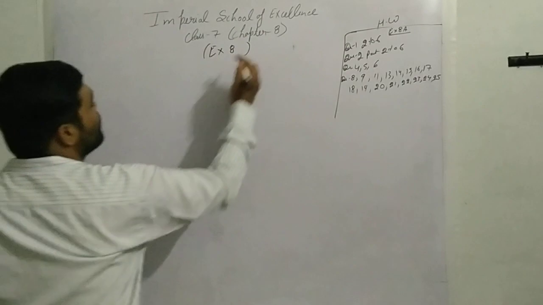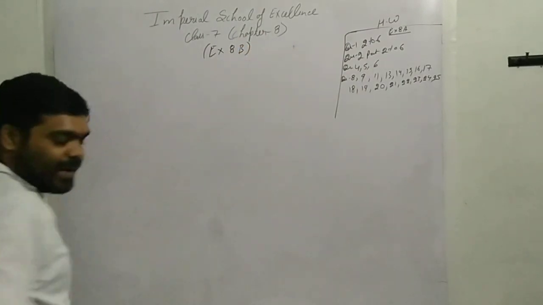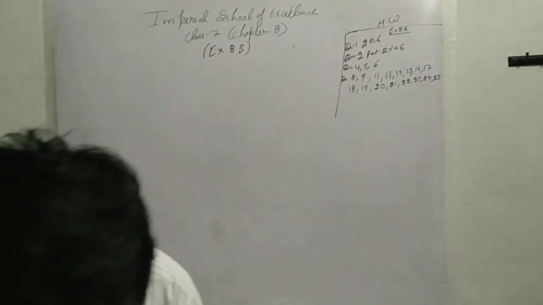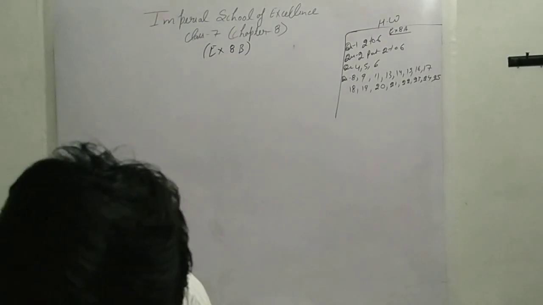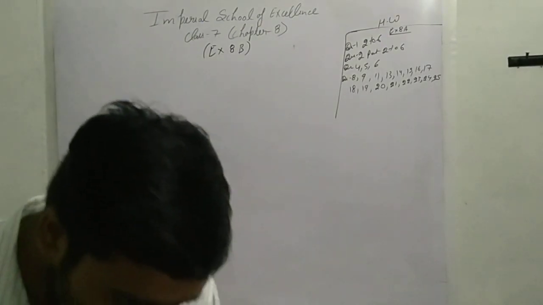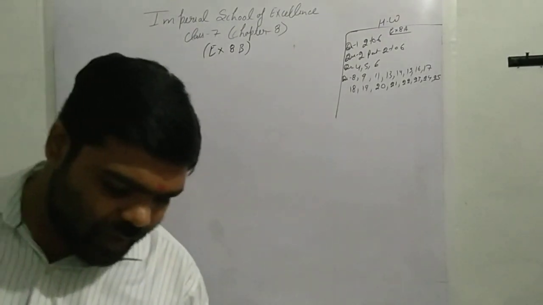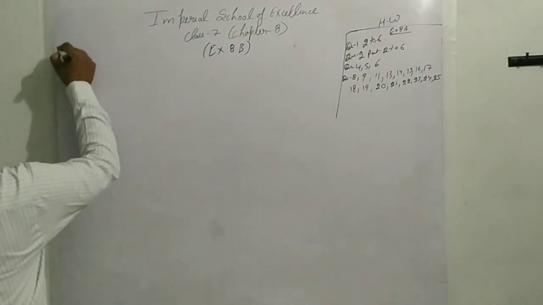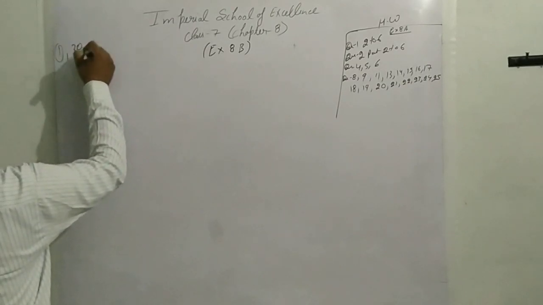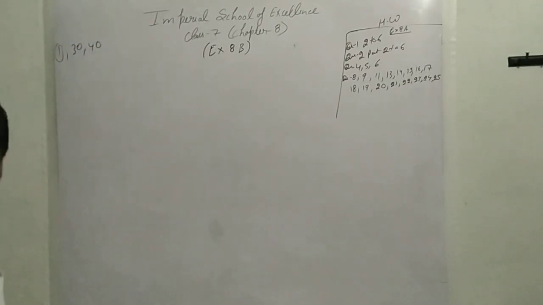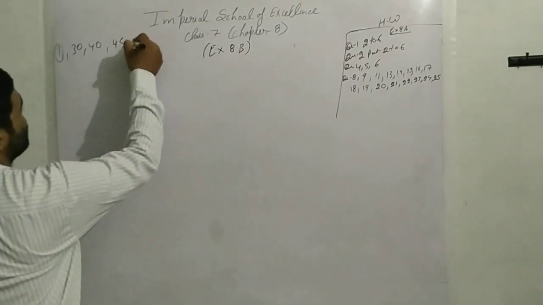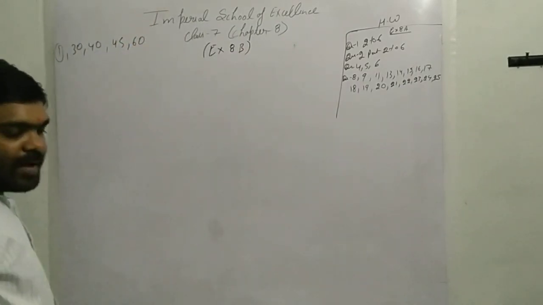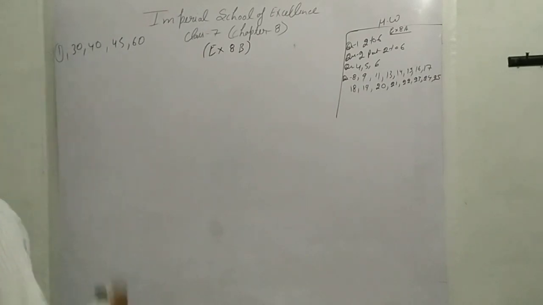Now let's come to our next exercise, exercise 8b. In exercise 8b, the first question is: show that 30, 40, 45, 60 are in proportion. It means that these all are in proportion.